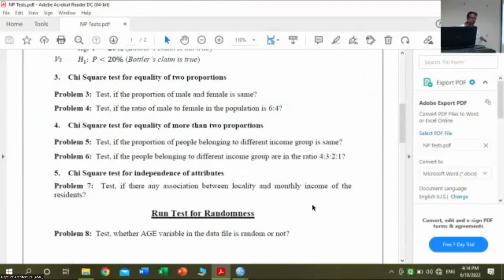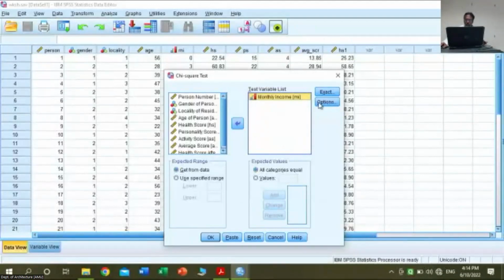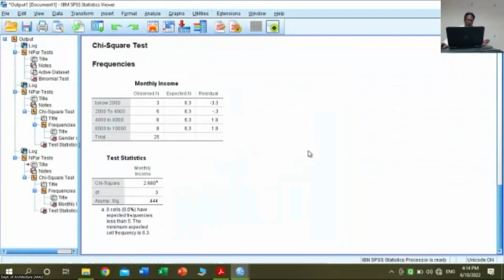But here, if you state your null hypothesis like that, there is some significant difference between the proportions of people belonging to different income groups or not. So under H0, P1 is equal to P2 is equal to P3 is equal to P4, versus H1, they are not the same. Okay. So here, check all categories equal, and okay. So the p-value is shown in this case. In this way we can test proportions.